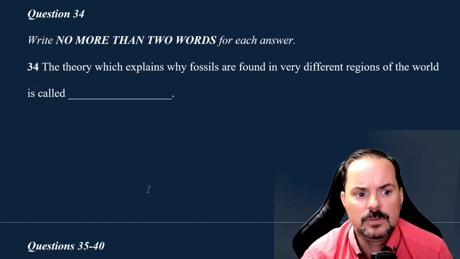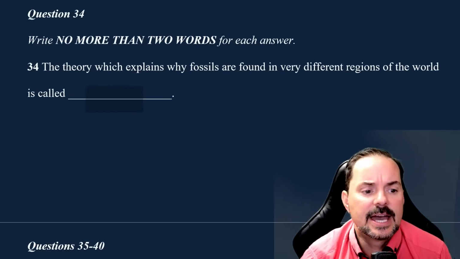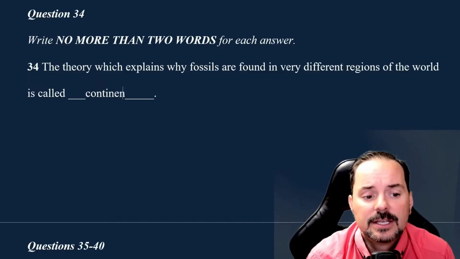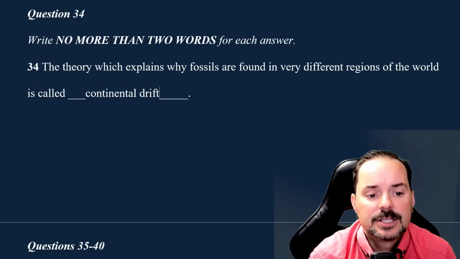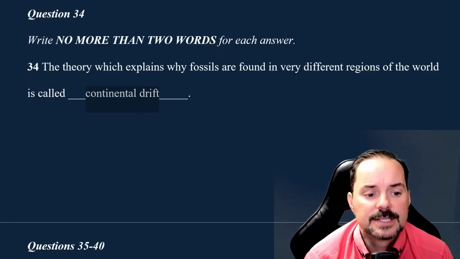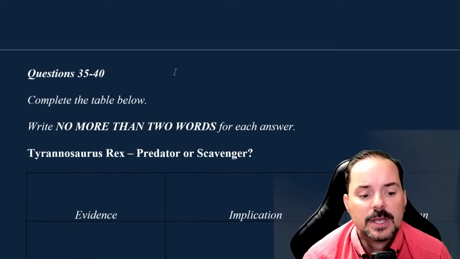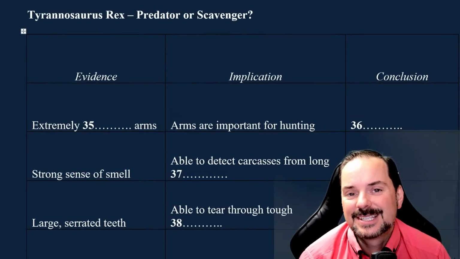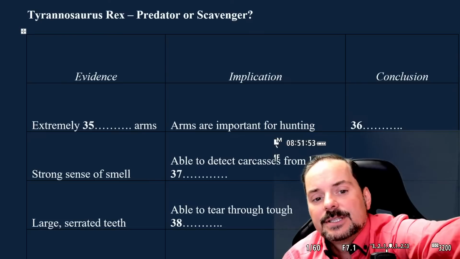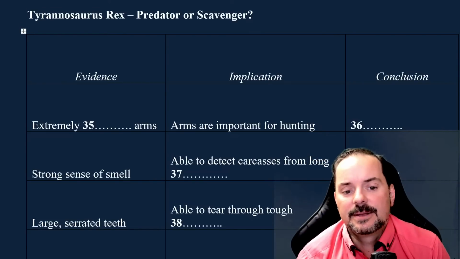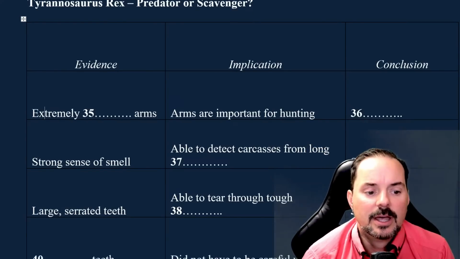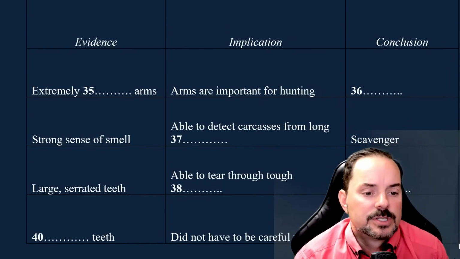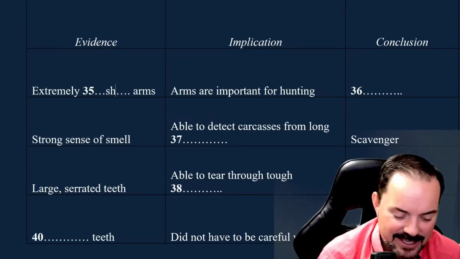Okay? All right. So the theory that explains why fossils are found in different parts of the world is continental drift, right? Like that. Okay, number 34. That's the answer. All right. Then we had this table about the T-Rex being a predator or a scavenger, trying to figure out the habits of the T-Rex. So we have evidence, implication, conclusion. The T-Rex has extremely short little arms, right? Short arms.